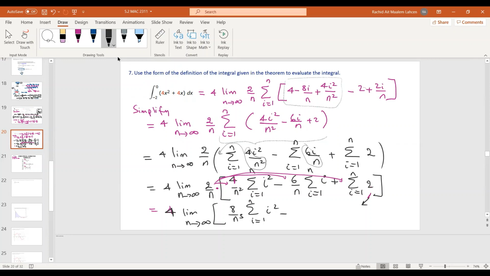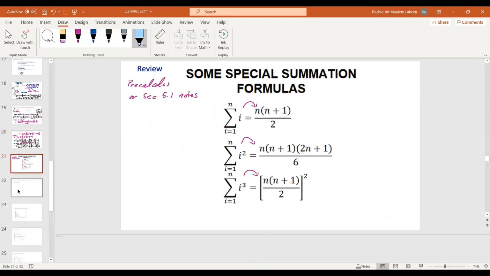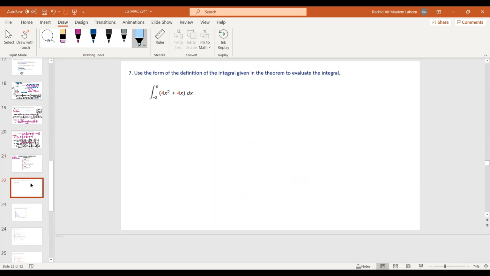And of i squared minus 12 over n squared, sum i equals 1 to n of i, plus 2 over n, sum i equals 1 to n of 2. All right, and now you know that we're going to replace these with their equivalent forms in formulas. So based on this, and based on the other property as well that we know for the other one, we can go ahead and break it down.